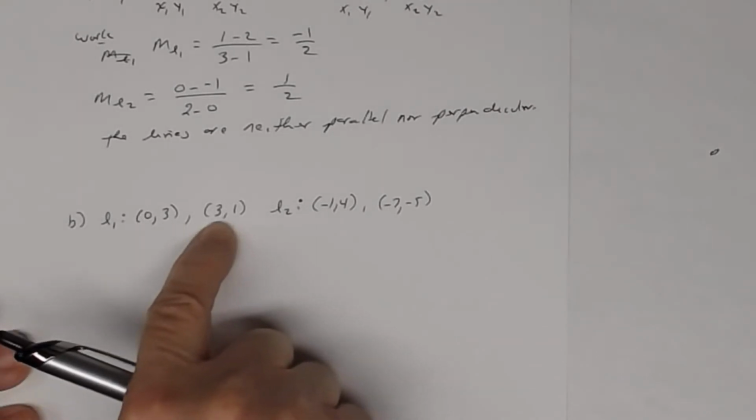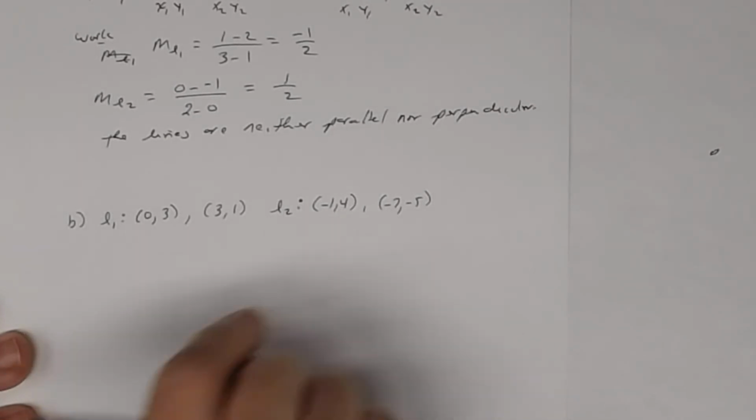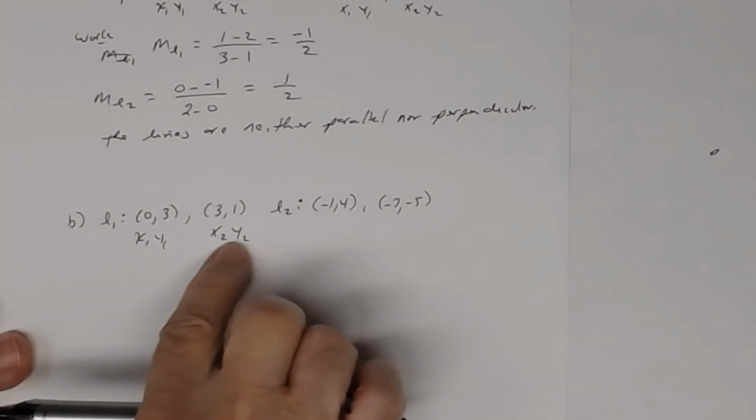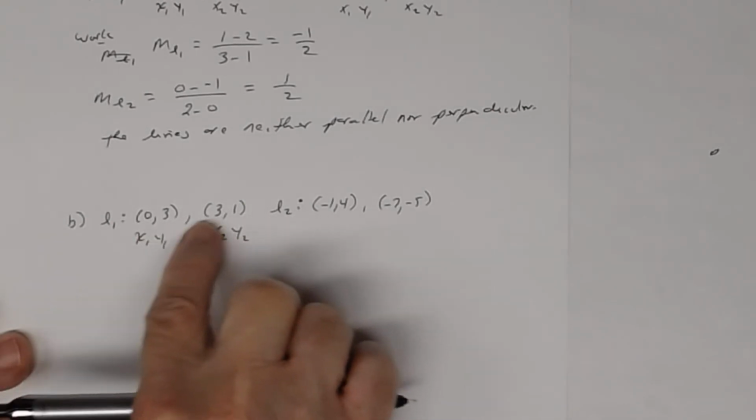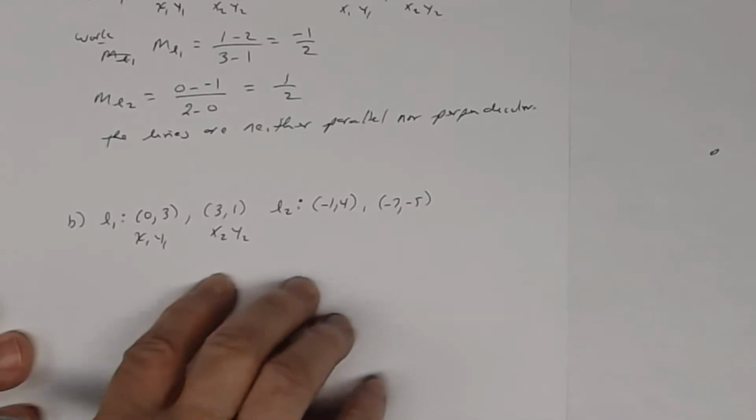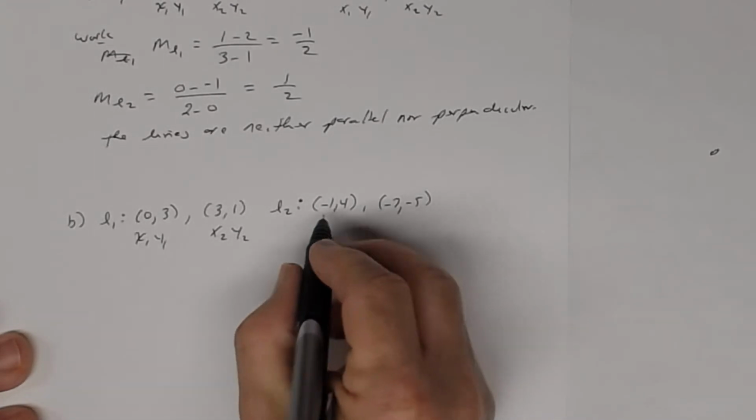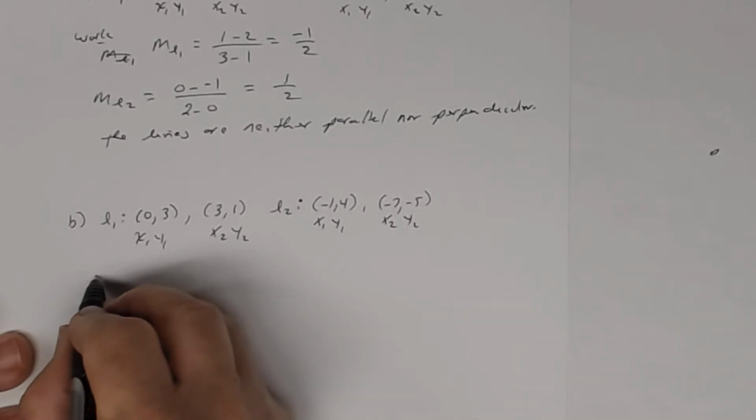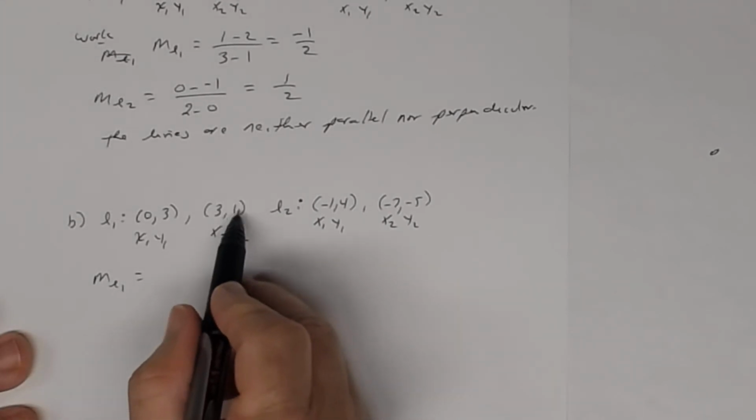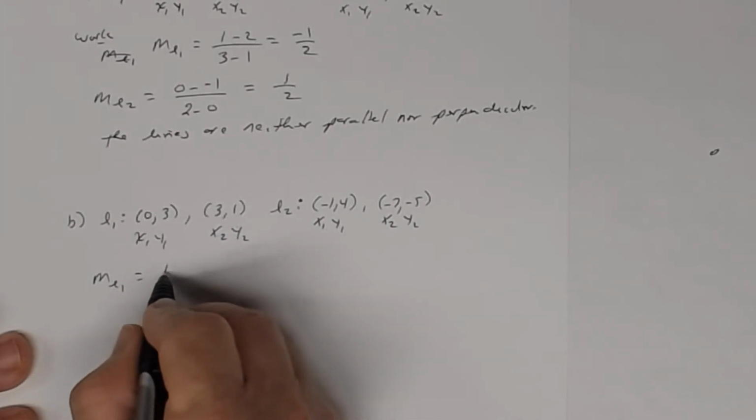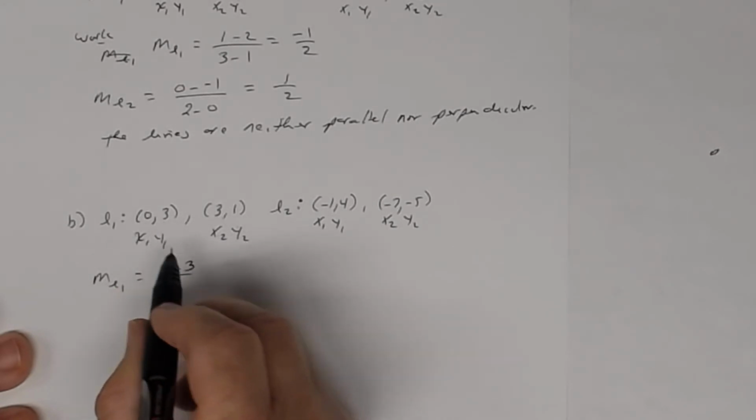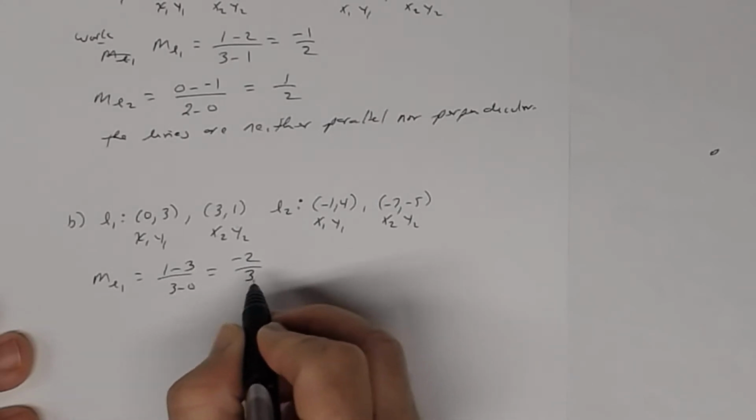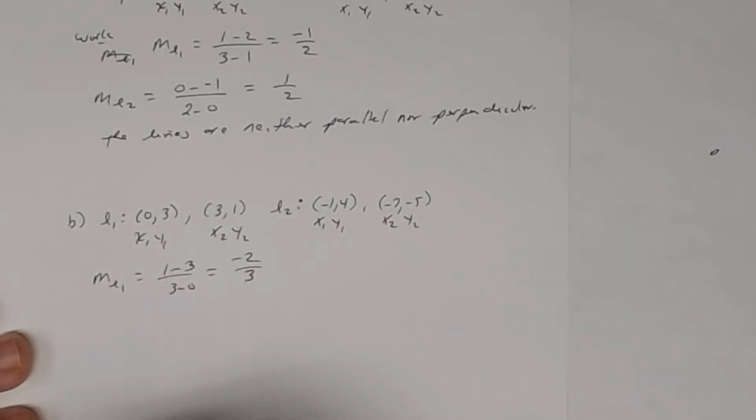So here's line 1 and the 2 points that are on it. Here's line 2 and the 2 points that are on it. Let's label these x1, y1, x2, y2. First thing you should do to help you, because sometimes when you don't label these, you tend to substitute those in the wrong place. In line 2 here are the 2 points; let's label this x1, y1, and this x2, y2. So the slope of line 1 equals y2 subtract y1, so 1 subtract 3 divided by 3 subtract 0. 1 subtract 3 is a negative 2. 3 subtract 0 is 3. So the slope of line 1 is a negative 2/3.